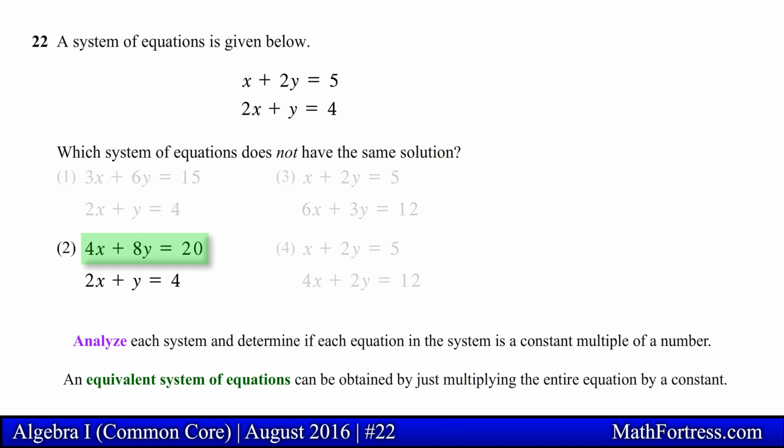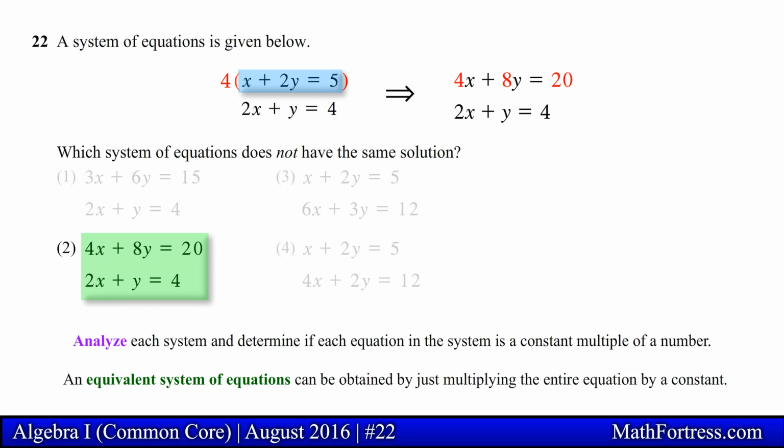Here, it seems that the first equation has been multiplied by a number. In this case, it has been multiplied by 4. So, if we divide the first equation by 4, we would obtain the exact same equation from the original system. This means that this system also has the same solution.